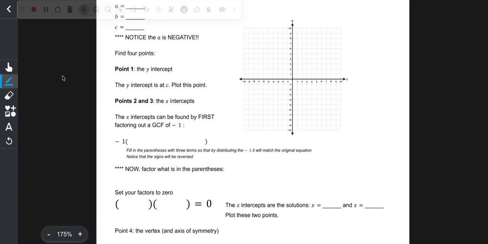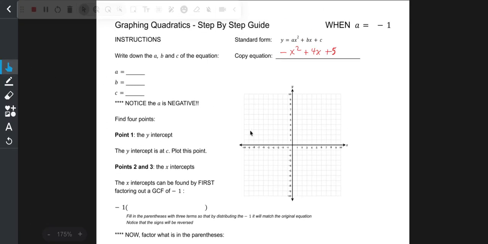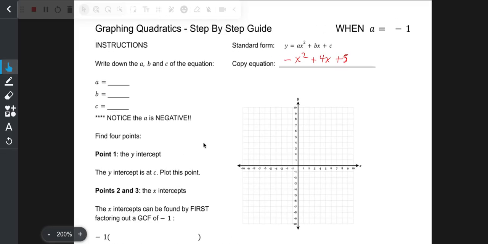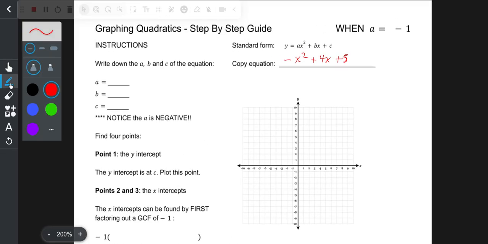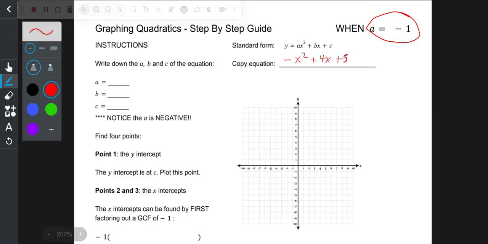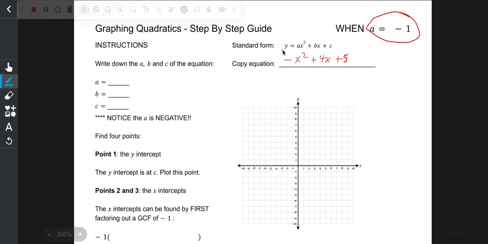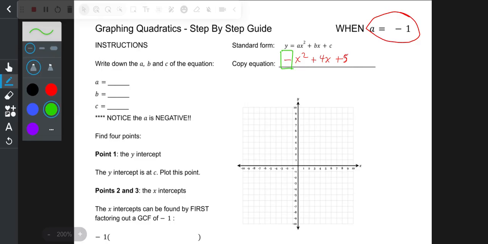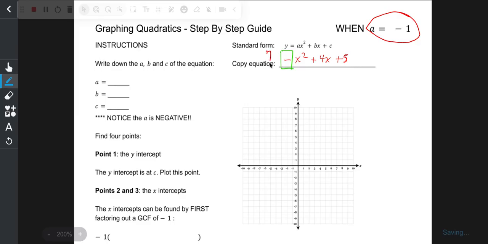Okay, let's look at an equation where the a is -1. That's different from the one we just did before. When you see a negative sign in front of the x squared, we would call that a -1.